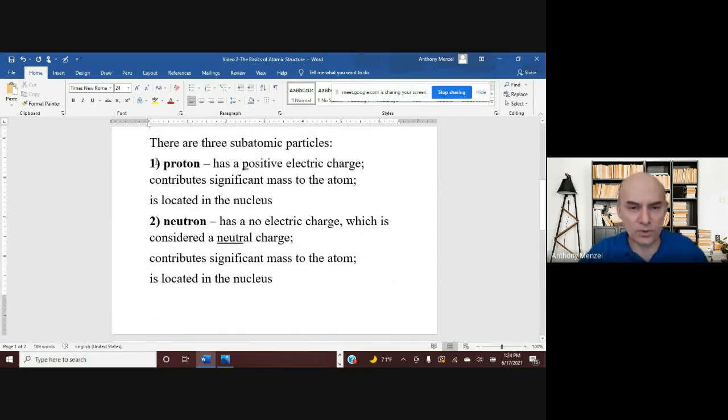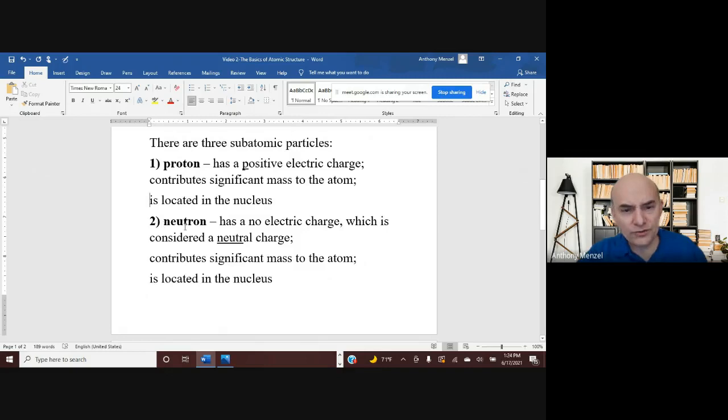You have the proton, and protons have positive electric charge. This is kind of easy to remember because positive starts with P, just like proton. Two other items that are important to remember about protons is that while they're very small, they contribute significant mass to the atom. So when we think about the overall mass of the atom, a significant percentage of that mass is due to the proton or protons, because most atoms have more than one.